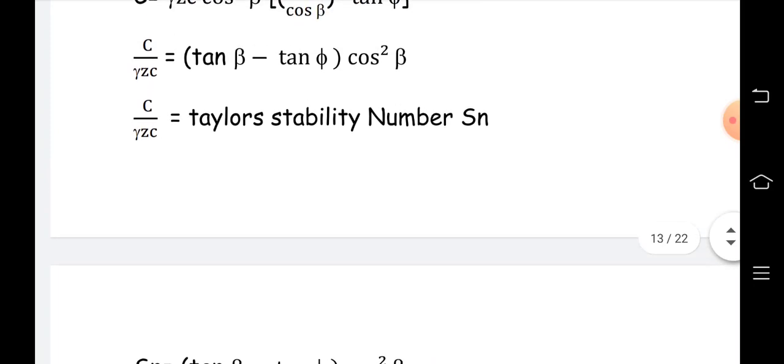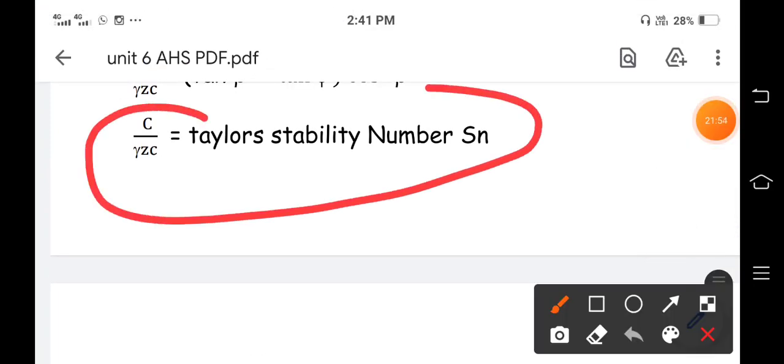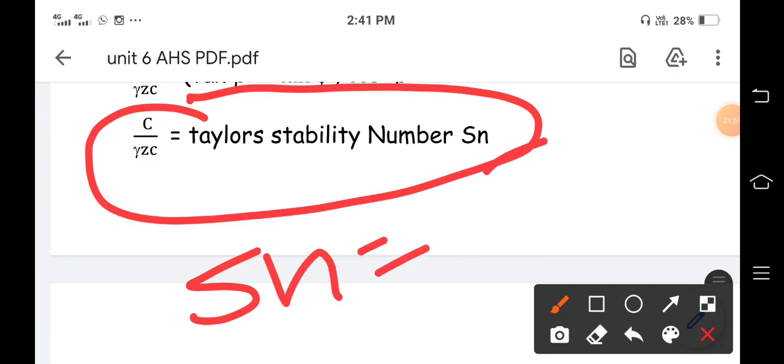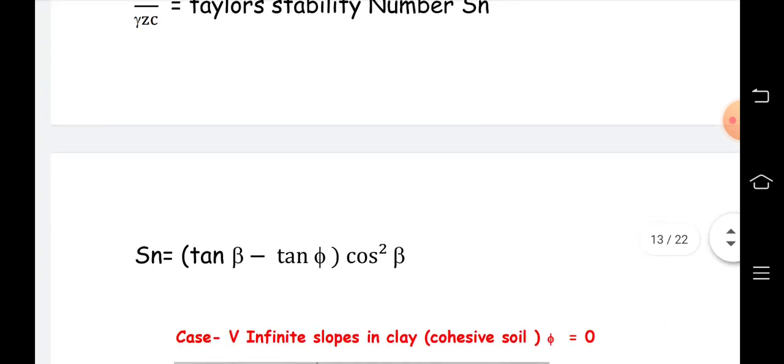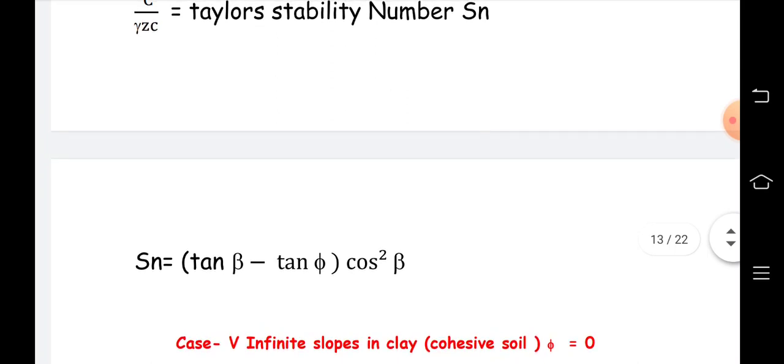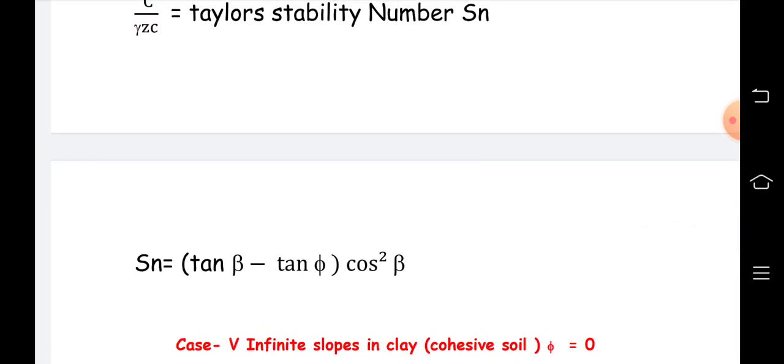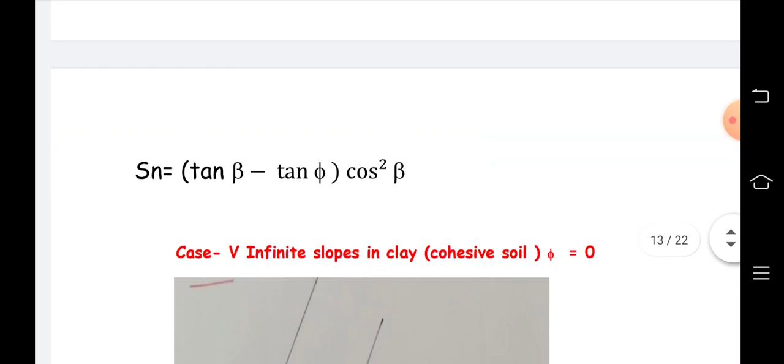So actually the formula of Taylor stability number, that is Sn, equals C upon gamma Zc. It is denoted by the letter Sn, or in some books it is written as capital N. Here we are denoting the Taylor stability number as the letter Sn, the ratio of C upon gamma Zc. So for soil with cohesive as well as cohesionless behavior, that is a C-phi soil, its formula will be tan of beta minus tan of phi into cos square of beta.